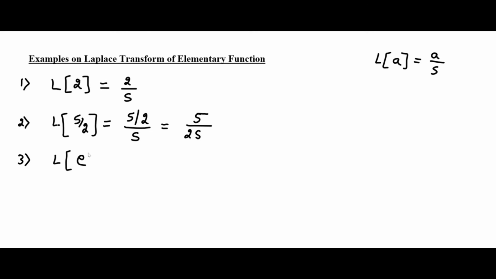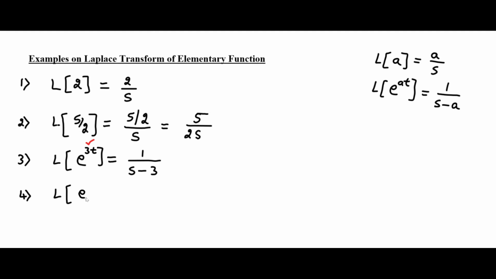Then we have Laplace transform of e power 3t. We know this formula: Laplace transform of e power at is nothing but 1 by s minus a. Using this formula, you will be getting 1 by s minus a. What is the value of a over here? The value of a is 3. Try to observe, this is your a value, so s minus a will become s minus 3.